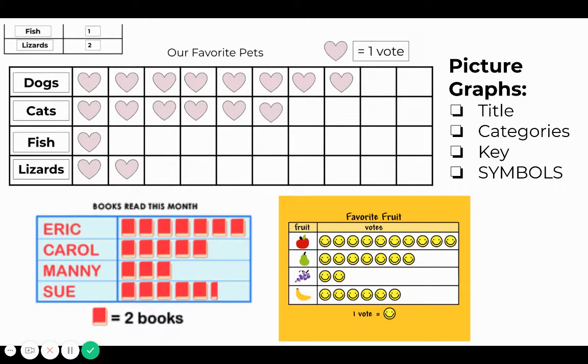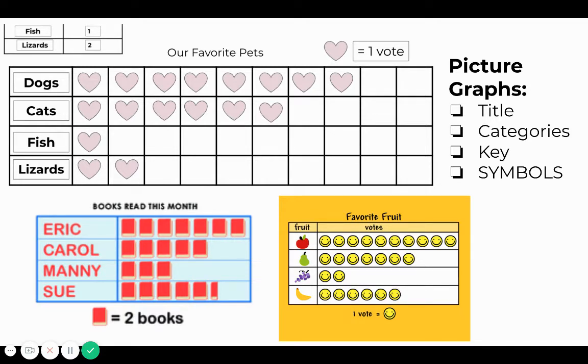All of these are types of picture graphs. They have titles, categories, a key, and symbols. The top graph uses hearts, the bottom left graph uses pictures of books, and the bottom right graph uses smiley faces. All of those symbols are just fine.